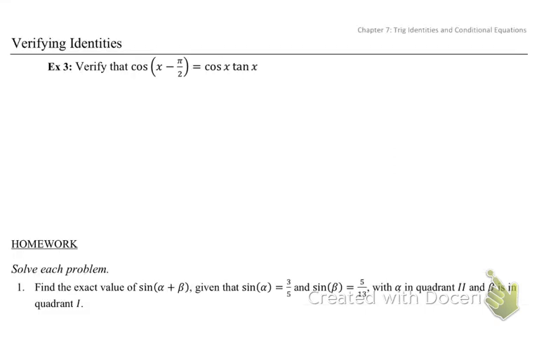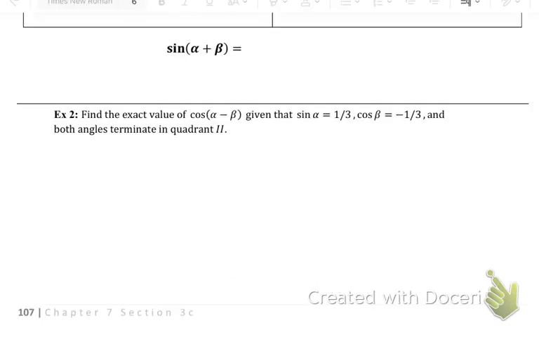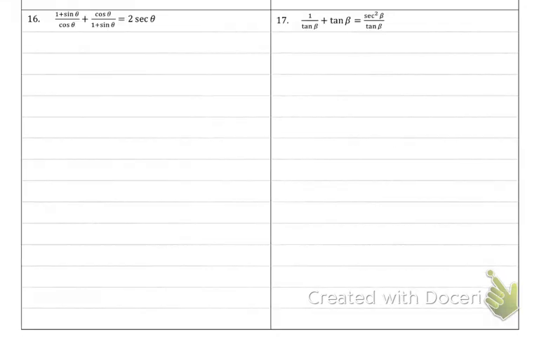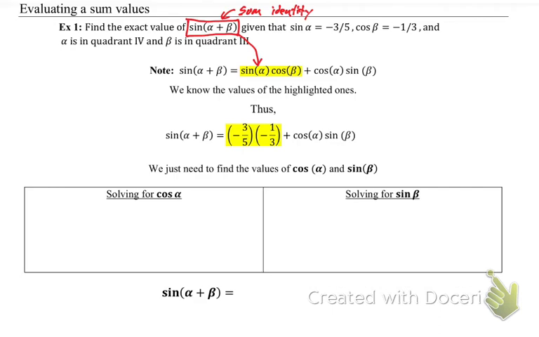So just for instance, we're not going to do it just yet, but if we look at the second example, it says find the exact value of cosine of alpha minus beta. I bet you the very first thing I do is write out what cosine of alpha minus beta looks like for my identity. That's our first step. So I write it all out. Now I continue reading. It says, given that sine alpha equals negative 3 over 5, cosine beta equals negative 1/3, and alpha's in quadrant 4 and beta's in quadrant 3.